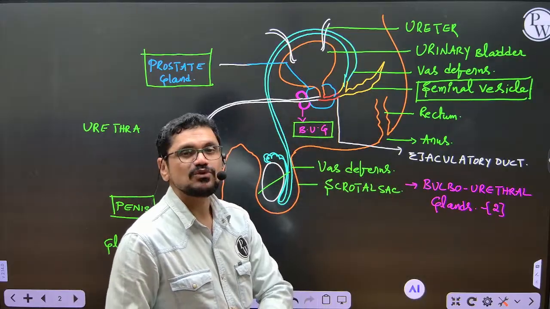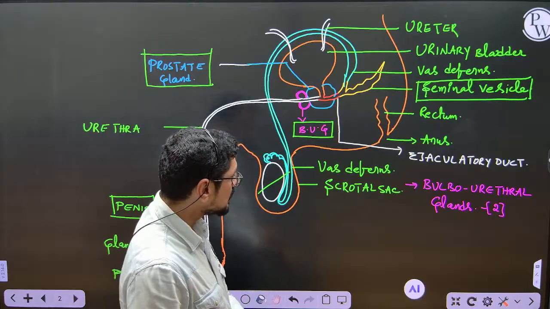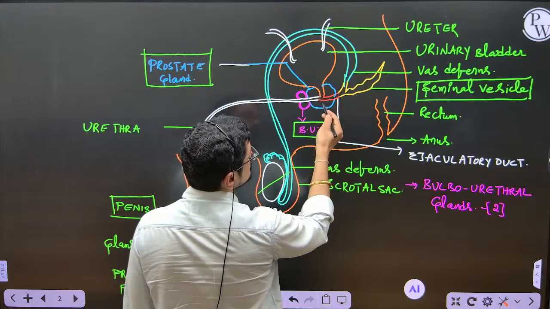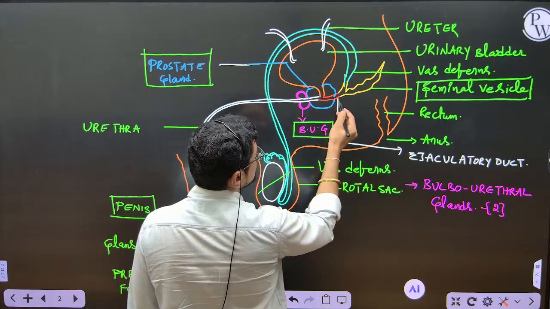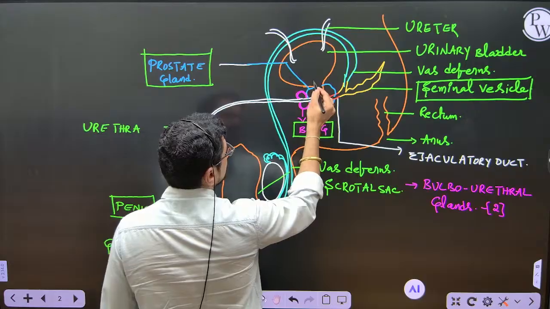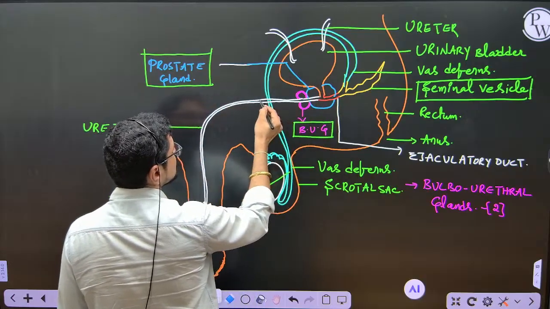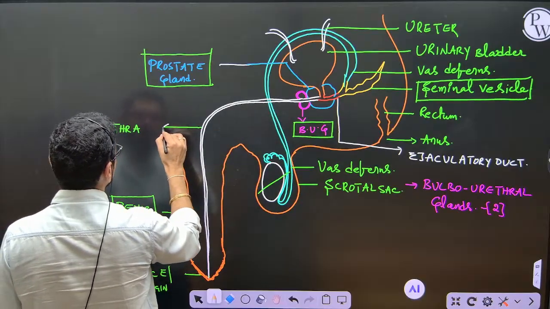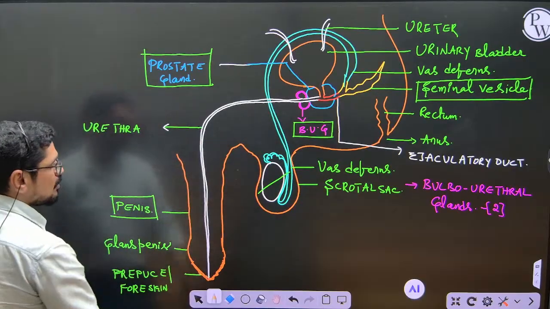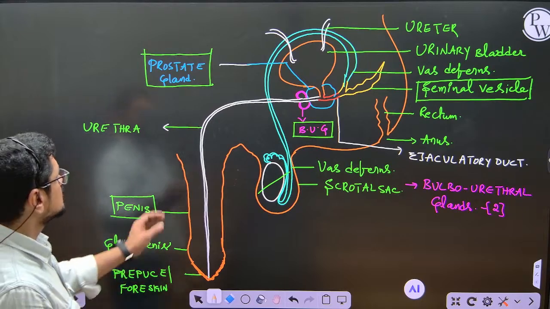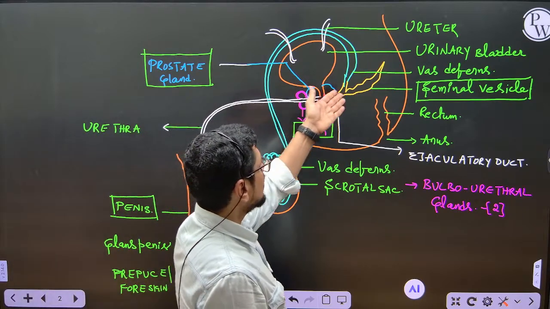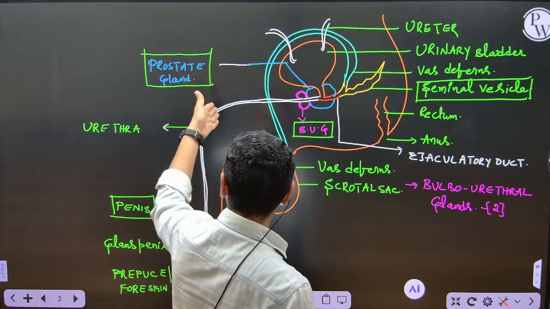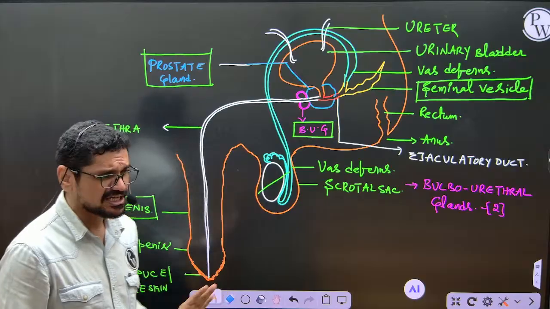What are these glands and what is their function? The seminal vesicle combines with the vas deferens to form the ejaculatory duct. This ejaculatory duct moves like this and becomes the urethra, and this urethra finally opens outside. I can explain the urethra, the seminal vesicle, the bulbourethral glands, the prostate gland and even the penis. We can explain anything, no problem.